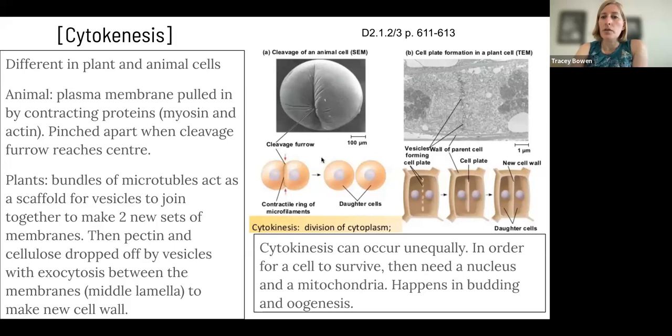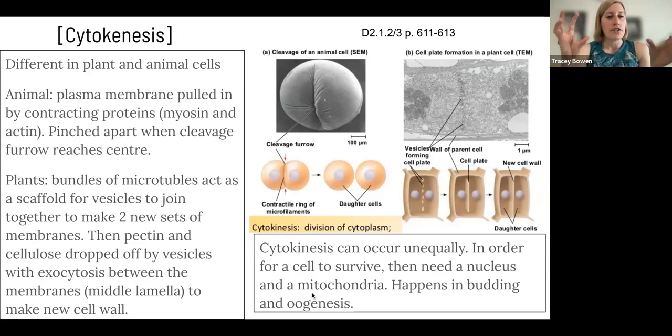Cytokinesis can occur unequally, and it does so in the case of egg cells, like human reproductive egg cells. And in order for a cell to survive, it just needs a nucleus and a mitochondria. But in the process of egg cells, it's going to go through two division stages. In the first division stage, you're going to have one big cell and then a super tiny one. The super tiny one is called a polar body. It contains genetic material, but no mitochondria, so it's just going to slowly break down.